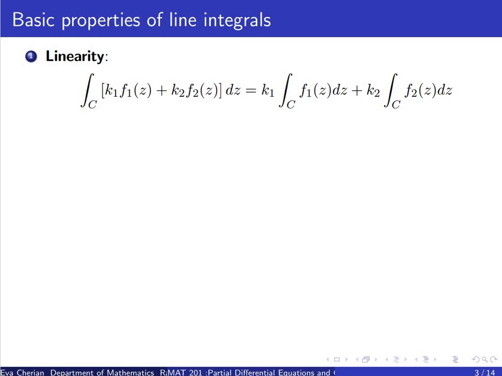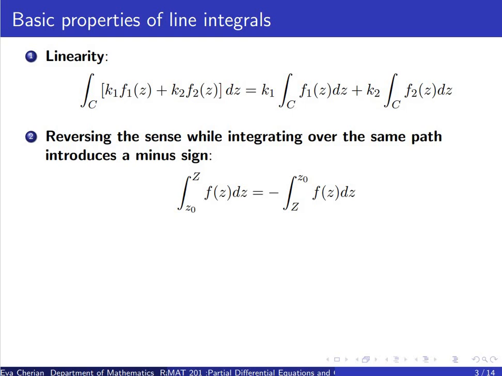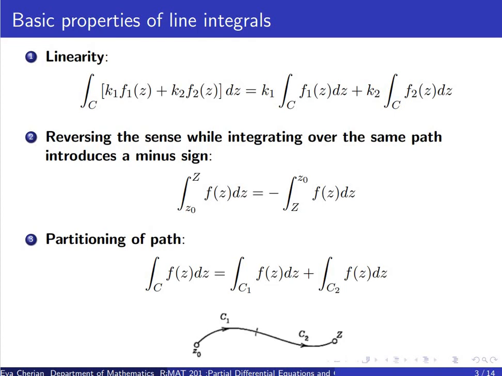Complex line integrals have some basic properties. Those are linearity. Then for complex integrals also, if we reverse the sense of integration while integrating over the same path, a minus sign will be introduced. Finally, partitioning of path. If the path of integration C can be partitioned into two paths, C1 and C2, then integral over C f of z dz is integral over C1 f of z dz plus integral over C2 f of z dz.